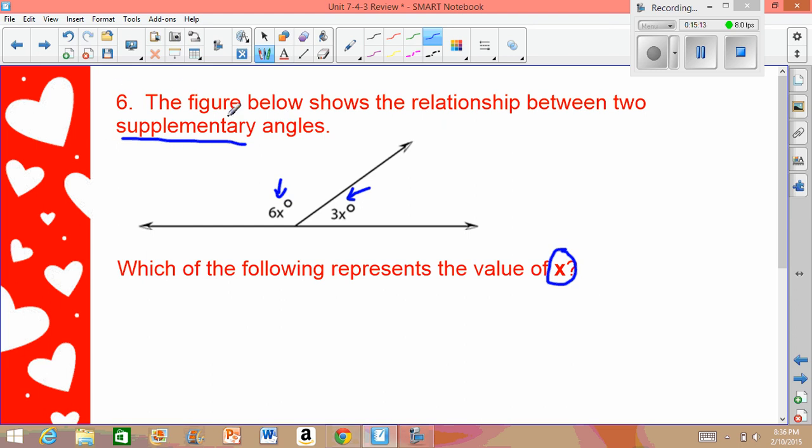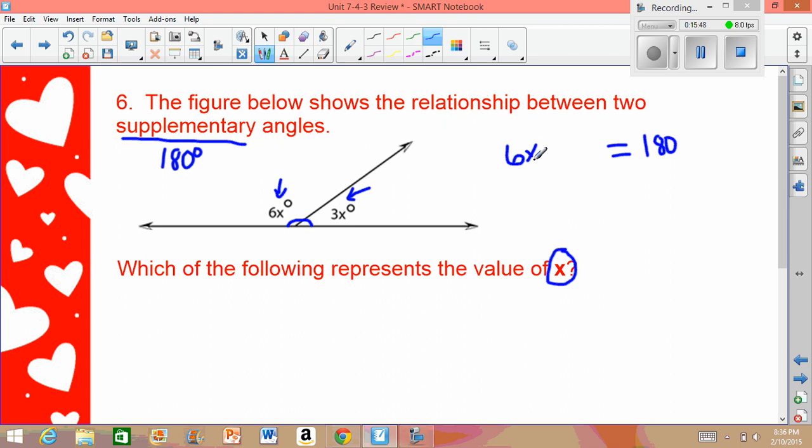So we have to go back to this word supplementary. And if we look at our picture, we're talking about this angle right here that is made up of these two separate angles. Well, I notice that they make a straight line. So since they make a straight line, they total 180 degrees. So supplementary angles, keep that in mind, total 180 degrees. So I can create my equation. I know those two angles added together make 180 degrees.